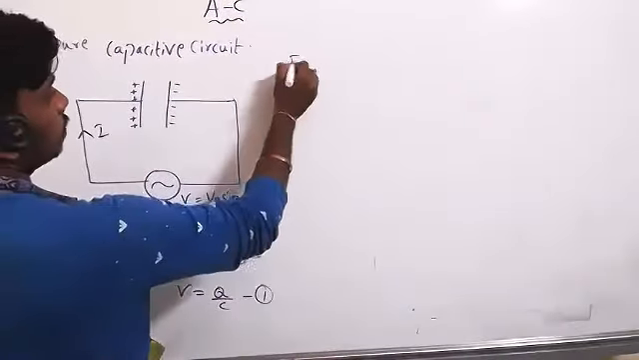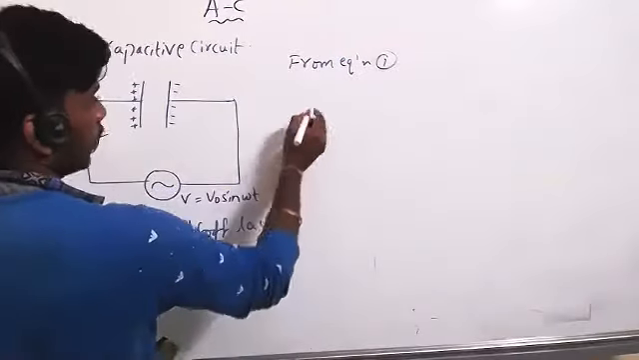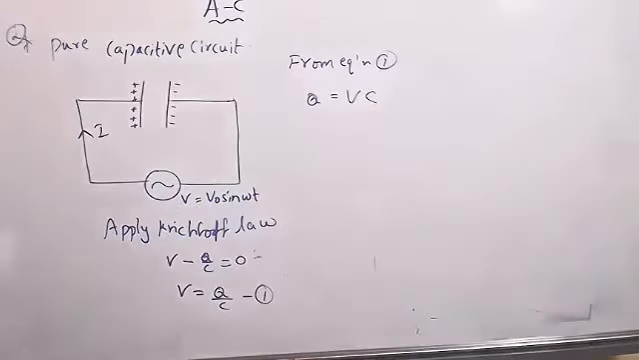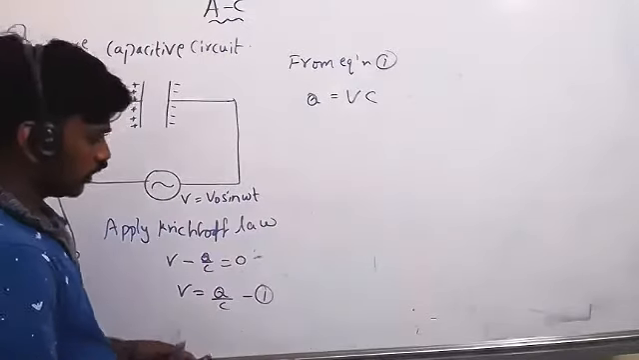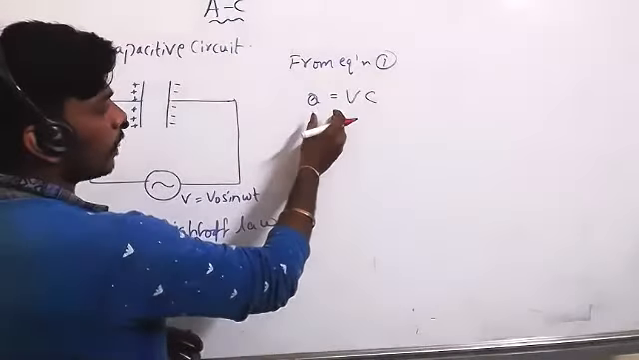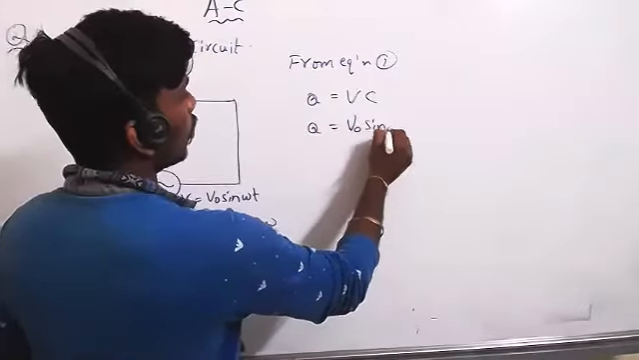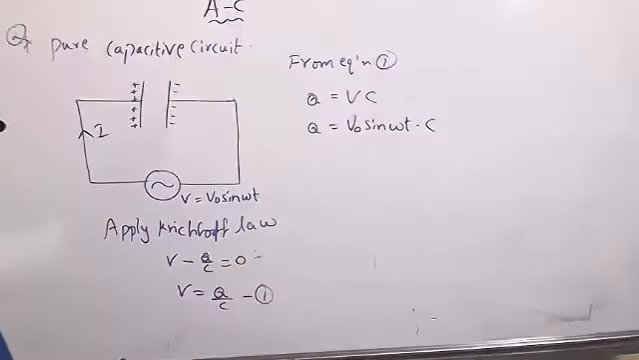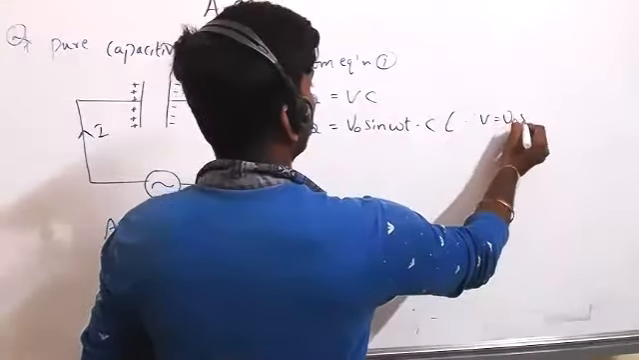From equation 1, Q is equal to VC. Can we write like that? Yes, sir. Now, what is the V here? Q is equal to V naught sine omega t into C, since V is equal to the input voltage V naught sine omega t.